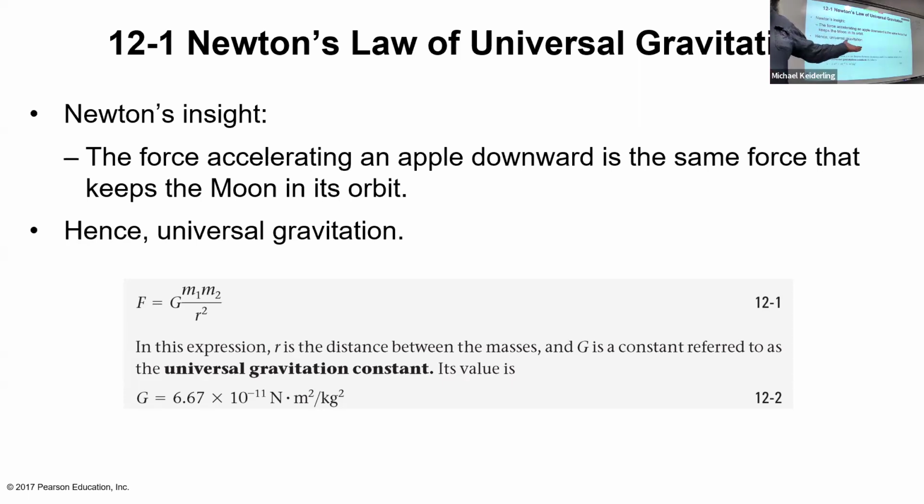Electricity is very similar to gravity. Electricity also has an inverse square law. So the radius is the distance between the masses. G is a constant referred to as the universal gravitational constant. And its value is 6.67 times 10 to the minus 11 Newton meters squared per kilogram squared.